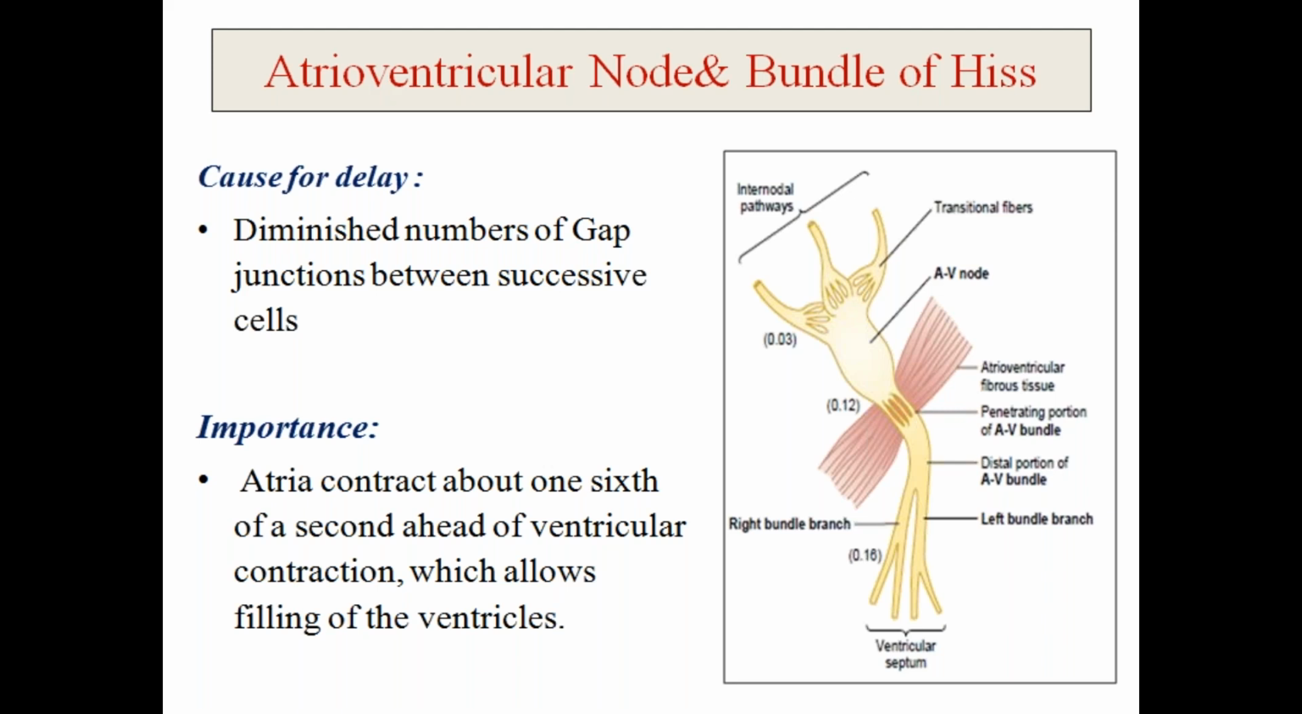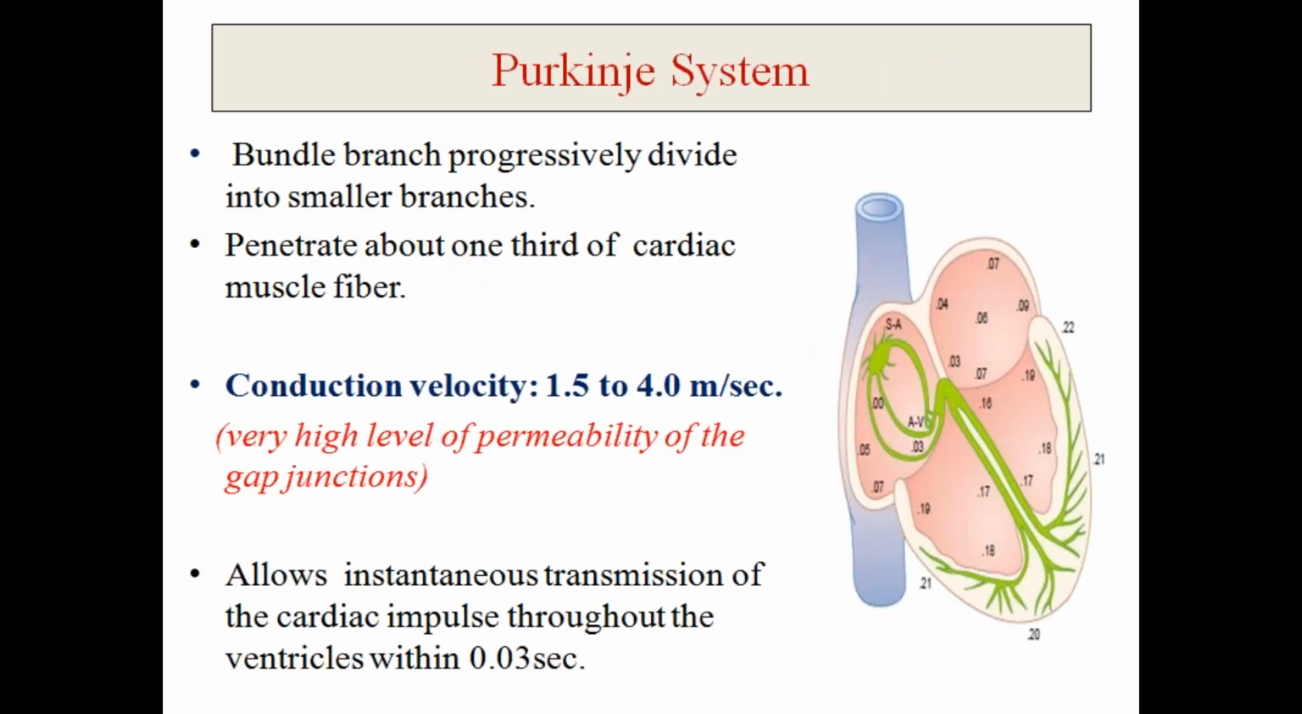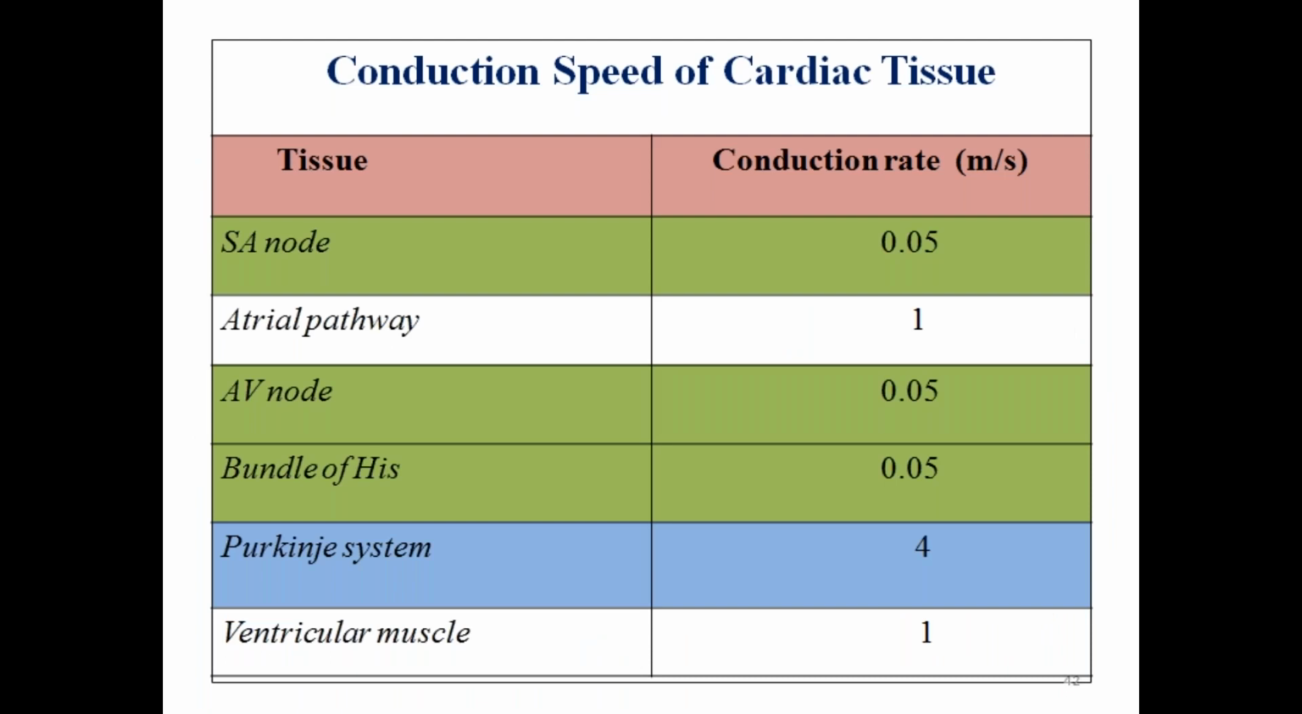gap junctions. So if you see the speed of conduction in the SA node, AV node and bundle of His, the speed of conduction is very less. That is 0.05 meters per second. Why do they have less speed of conduction? Because they have less amount of gap junctions.